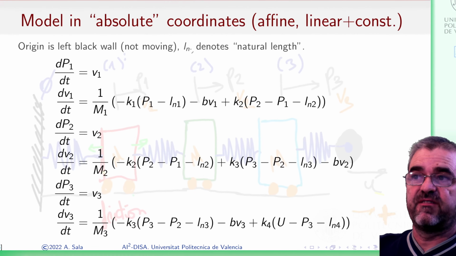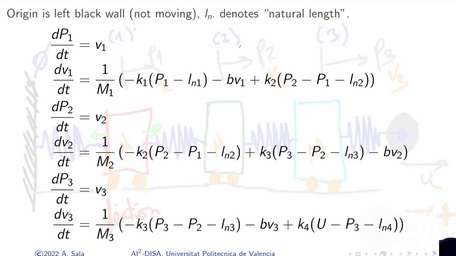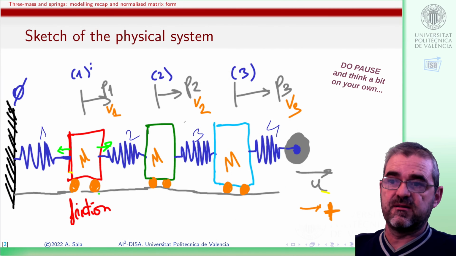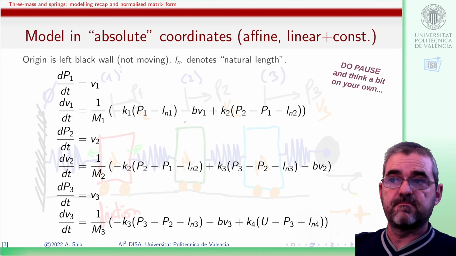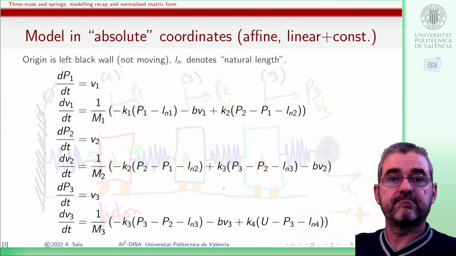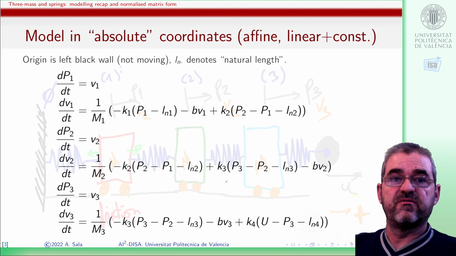So, if Ln denotes spring natural length, the force of the springs will be its length, the difference in positions minus the natural length, times a given spring constant. And if you pause the video and look here and here, you must be able to derive these equations. As I said, if you don't understand what we are doing here, you should view the companion video.